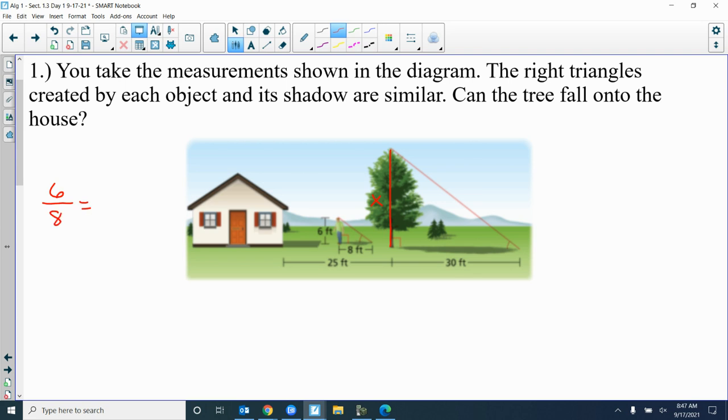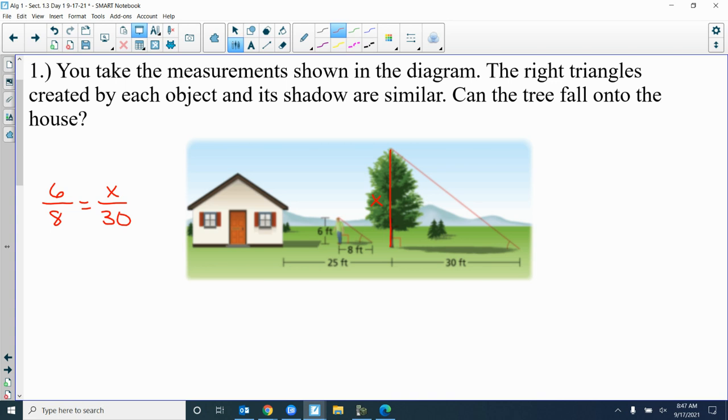Now, there's more than one correct way to do this, and I'll show you in a second. Basically, the height to the shadow has to equal the height to the shadow. That is correct. 6 over 8 has to equal X over 30. So if I set this proportion up, can I solve it? We just solved two of them right before that, right? So, Taryn, what do I have to do to solve it?